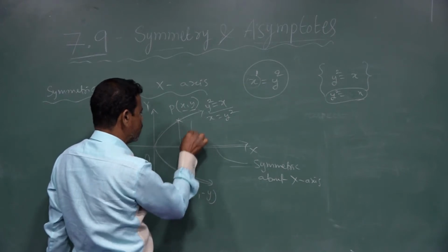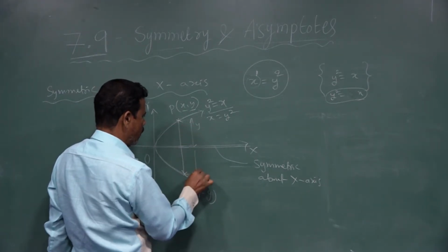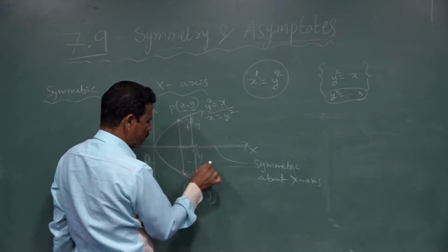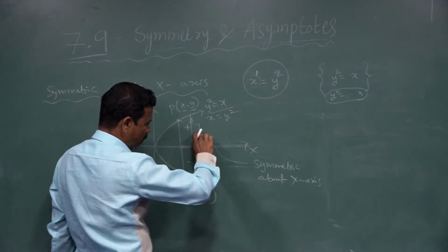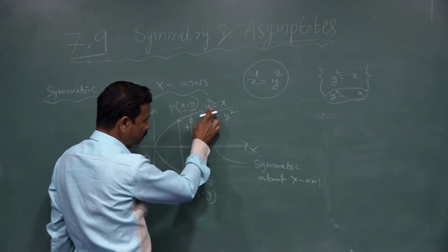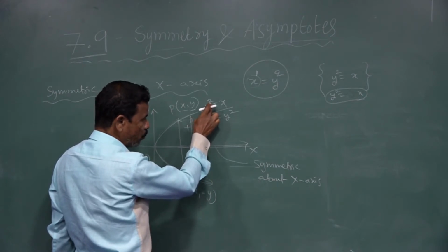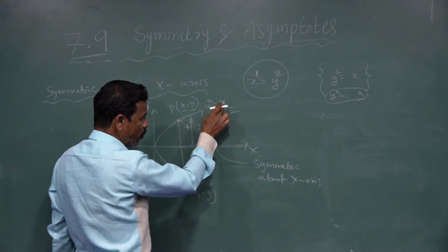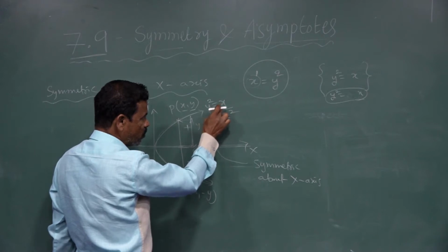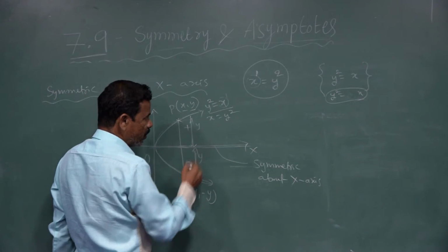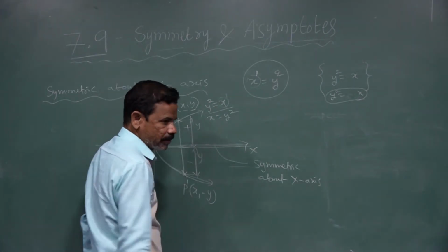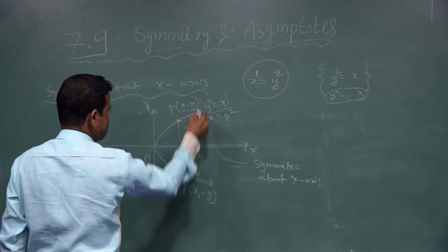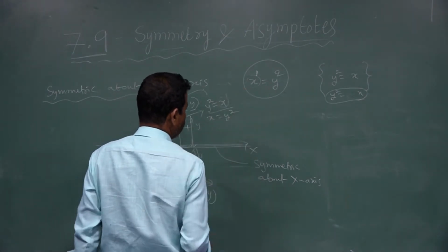Here plus y, here minus y, but the same distance; this is also y distance, this is also y distance. This is the upside, that's why it is plus y, and this is the downside, that's why it is minus y. Substituting plus or minus y in (plus or minus y) whole square plus y square is equal to x, y square does not change. So y square is equal to x to the power 1. So this curve is symmetric about the x-axis. Symmetric about x-axis is over. The example is x is equal to y square.